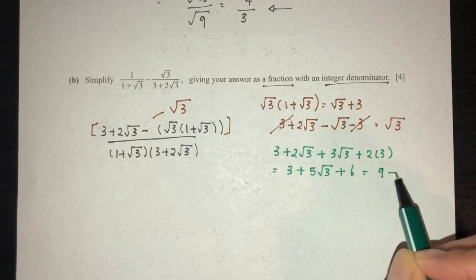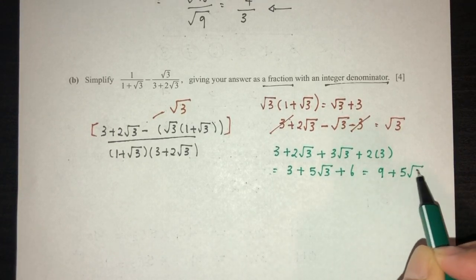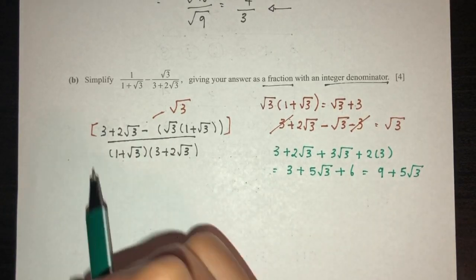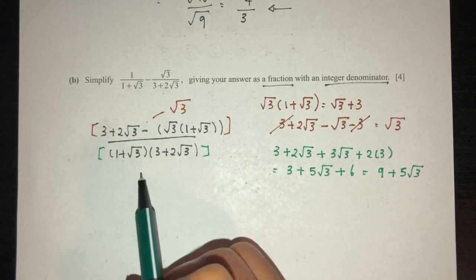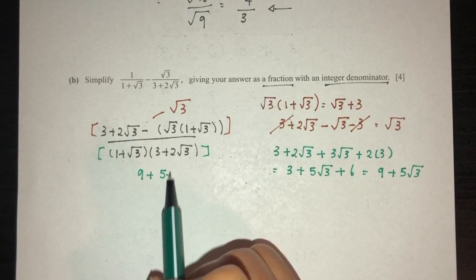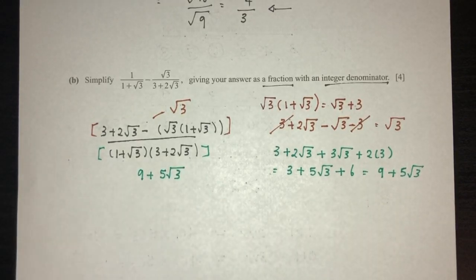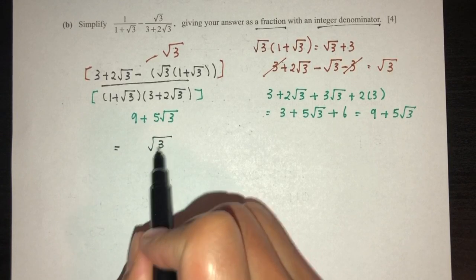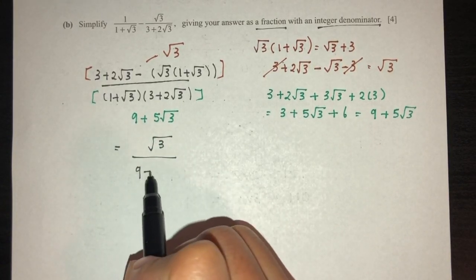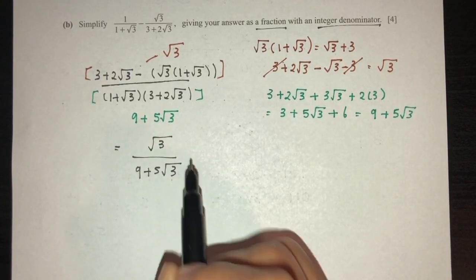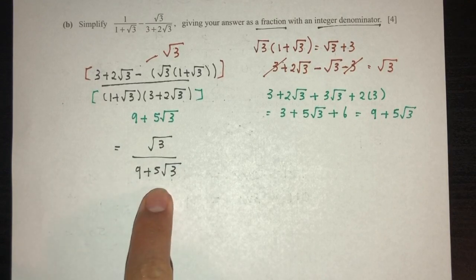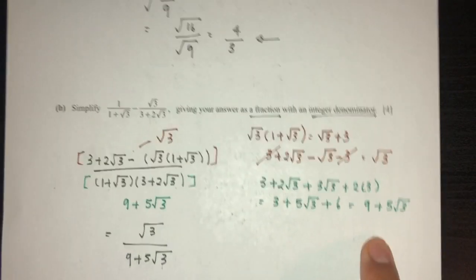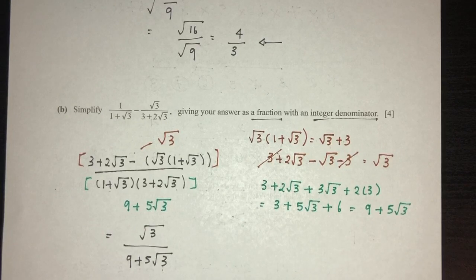That will be 9 plus this. That's the base of this. So this becomes 9 plus 5 root 3. Now let's write this down. So for now we have root 3 on top, and this is 9 plus 5 root 3. Now we have to simplify this again, because we need to have an integer in the denominator.